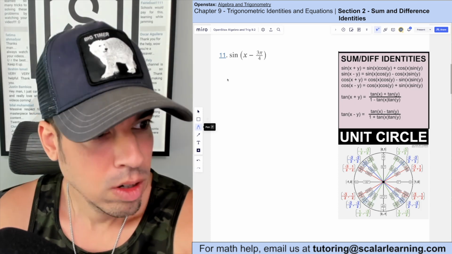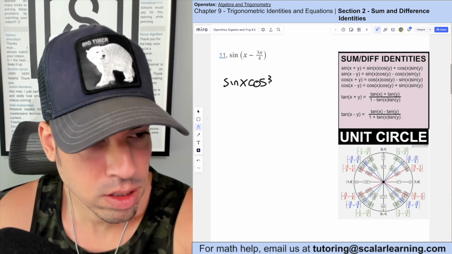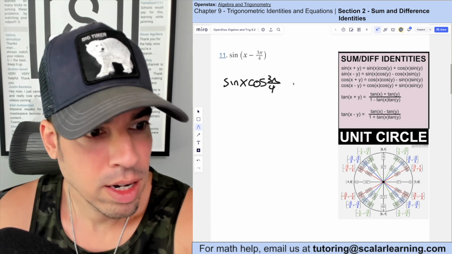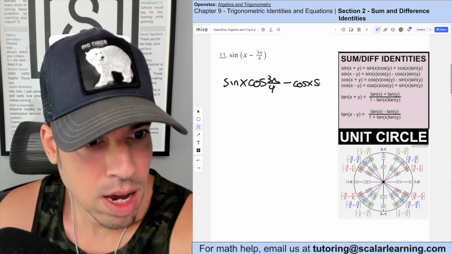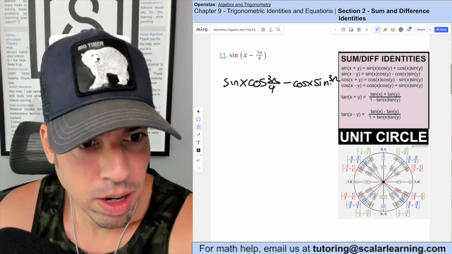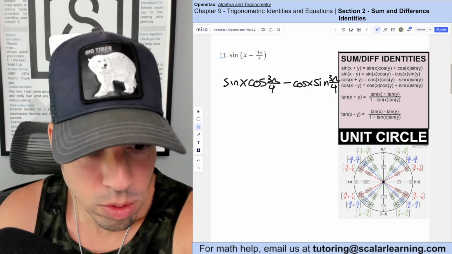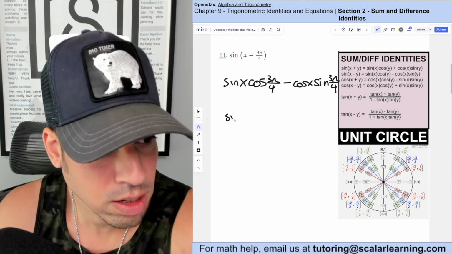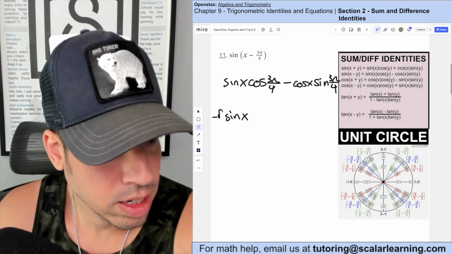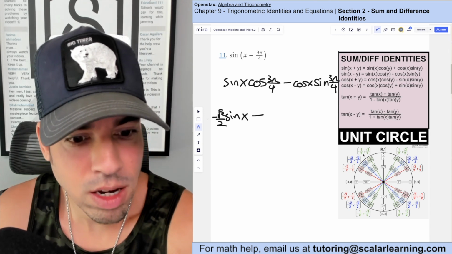So let's do that now. So first we have sine of the first argument times cosine of the second argument, 3 pi fourths. And then we have minus cosine of the first argument times sine of the second argument, 3 pi fourths. And now let's evaluate. So cosine of 3 pi fourths, here's 3 pi fourths, here's cosine. It's negative rad 2 over 2. So we have sine of x, which doesn't change, times negative rad 2 over 2.